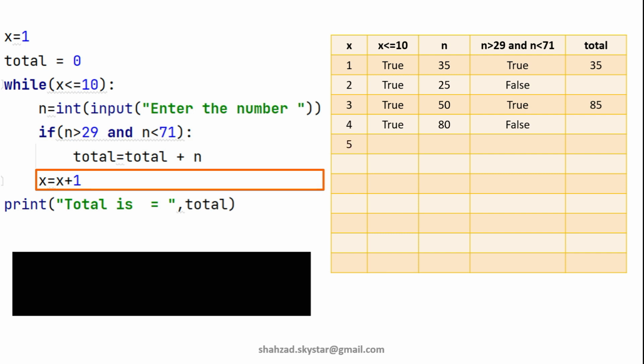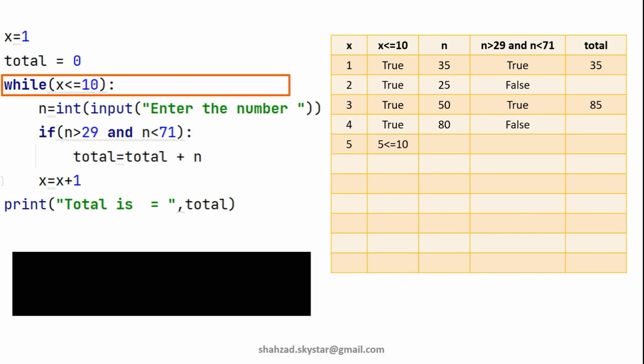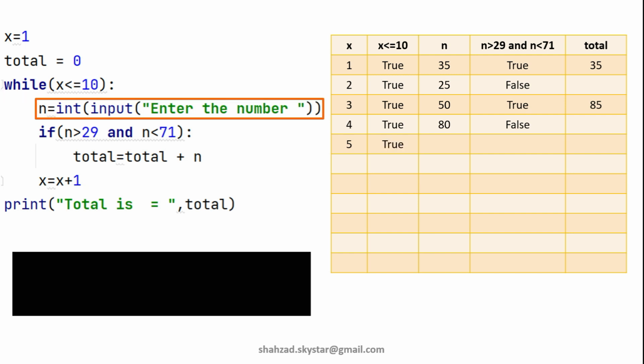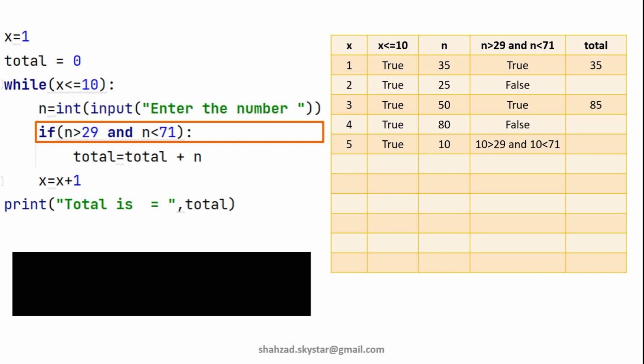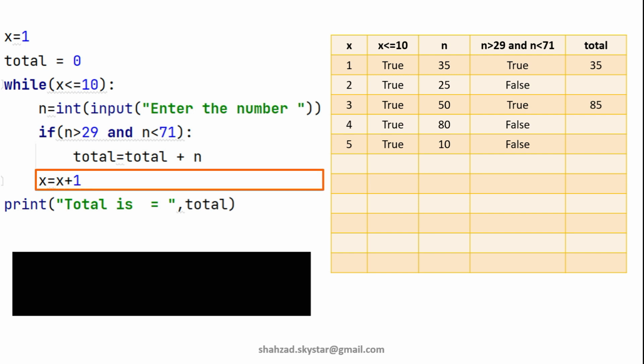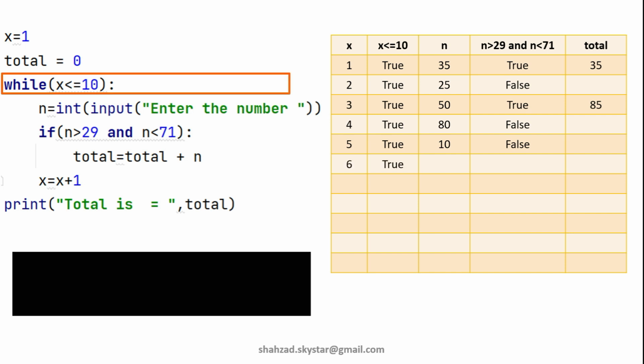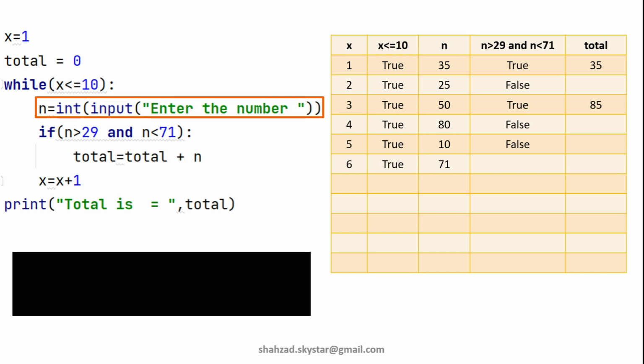And now value of x will become 5. 5 is less than equal to 10. Yes, it will be true. And then it will move to the next input in variable n, that is 10. 10 is greater than 29 and 10 is less than 71. It will be false, and in case of false, total statement will be skipped. It will not be executed. Then it will move to the next statement, that is x equal to x plus 1. Now value of x will become 6 and 6 is less than equal to 10. Yes, it will be true. And then it will move to the next input into variable n, that is 71.